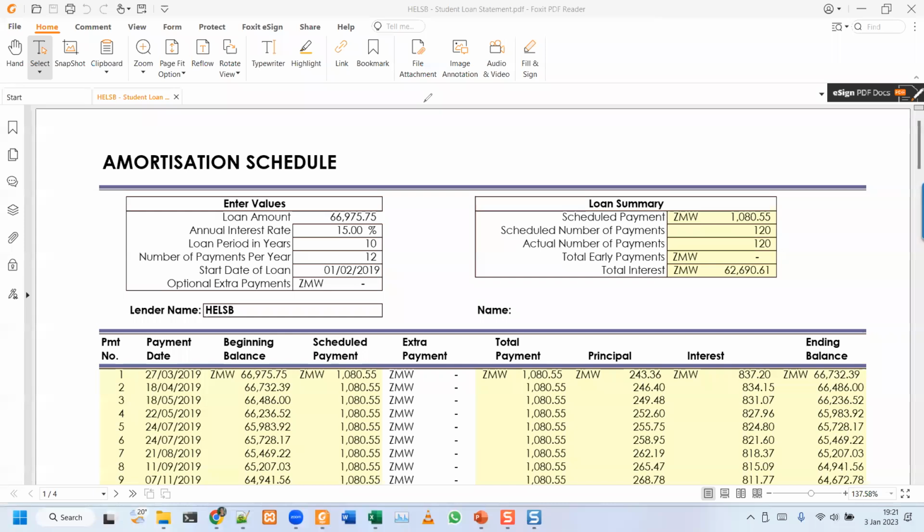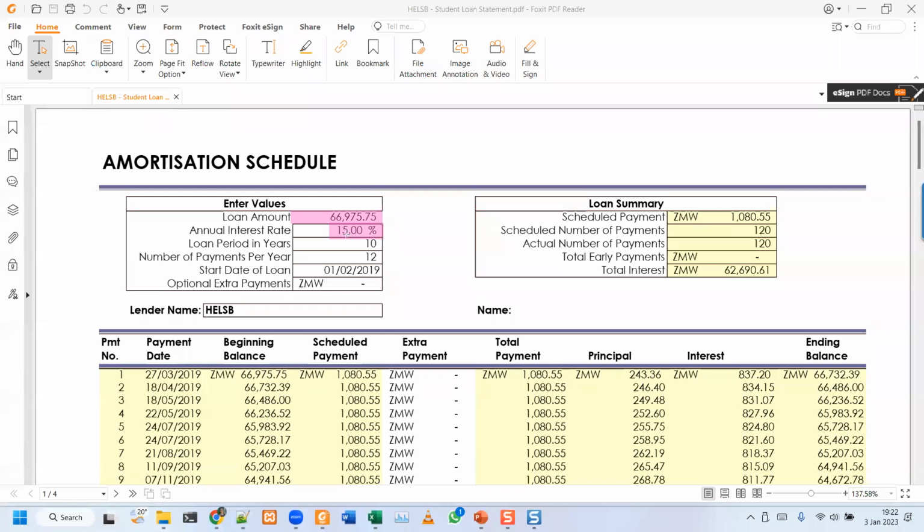First things first, you're going to see right at the top the amount that you are due to pay. So this is the amount that the government spent on your degree. Right after that, you see your interest rate, which is in this case 15%, and it is standard for HELSB loans that are given by the government of Zambia.